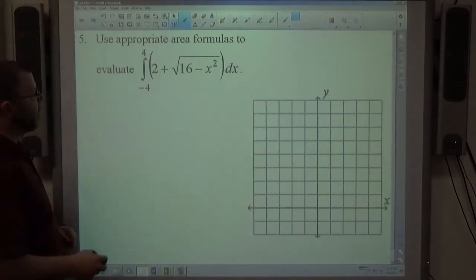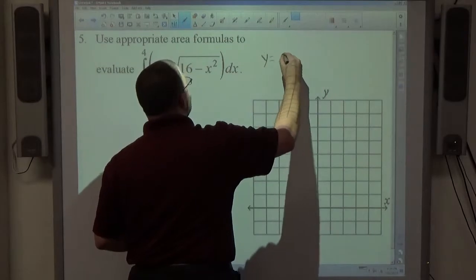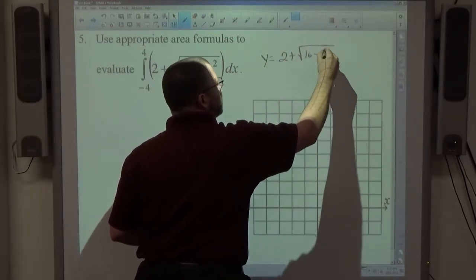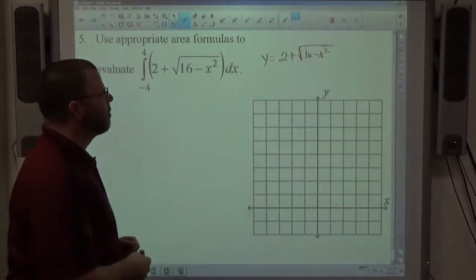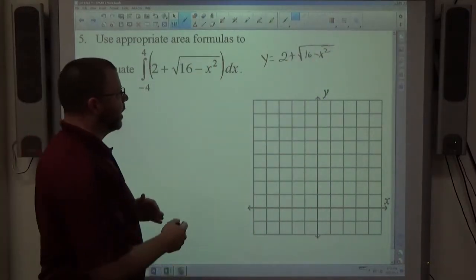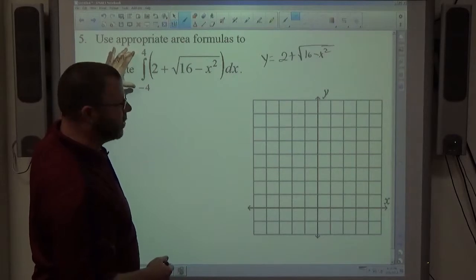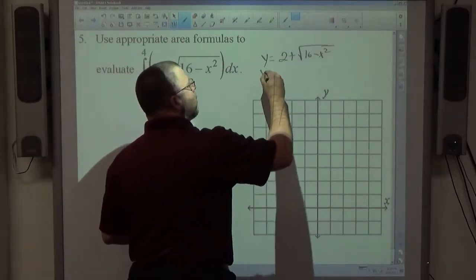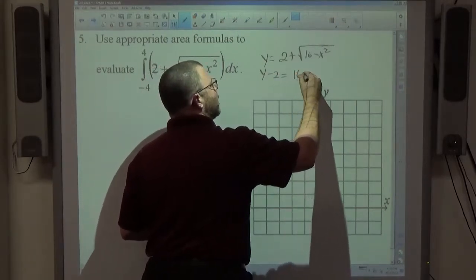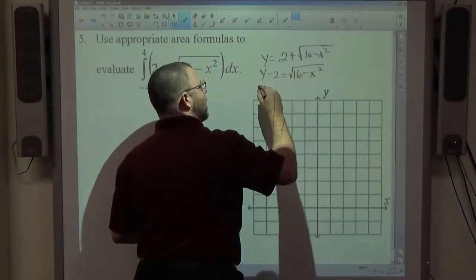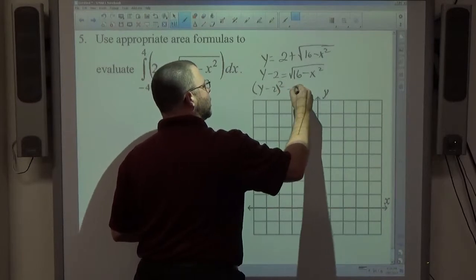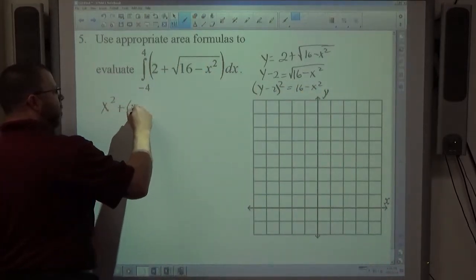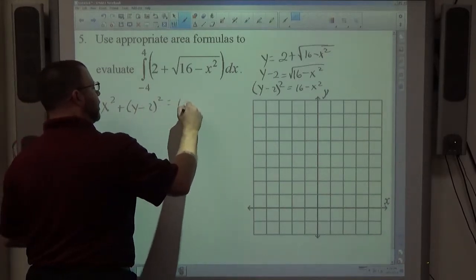Number 5, we have y equals 2 plus the square root of 16 minus x squared. We've seen enough of these hopefully now to recognize that's just the top half of a circle. And the interval is going to establish whether it's the entire half or whether it's just a quarter of a circle. So if I do y minus 2 is equal to the square root of 16 minus x squared, it means y minus 2, the quantity squared, is equal to 16 minus x squared, which gets me to x squared plus y minus 2 squared is equal to 16.